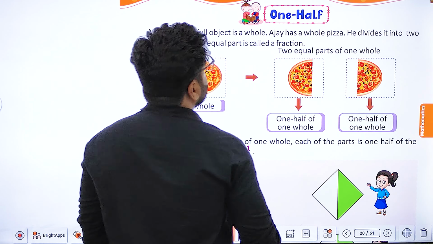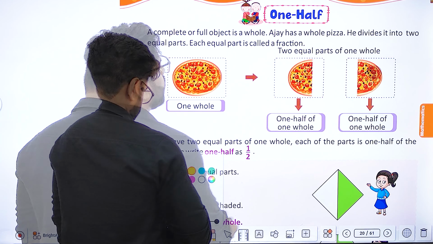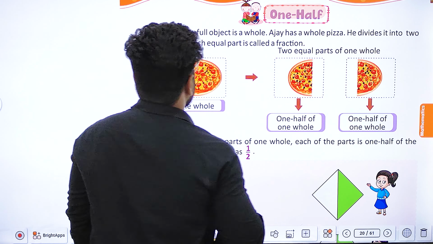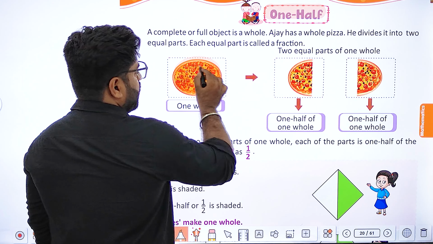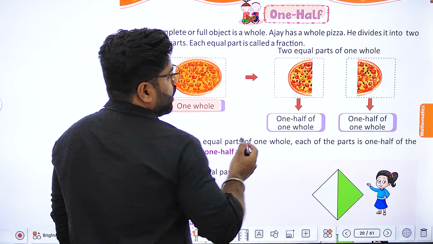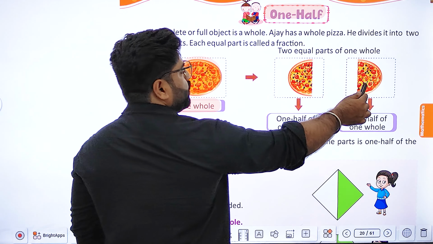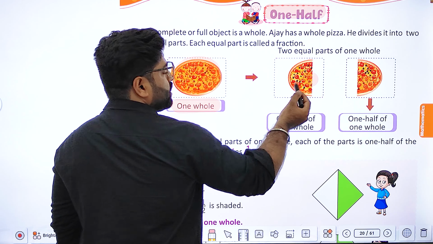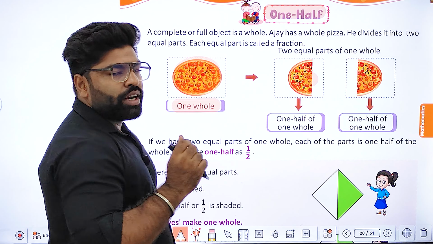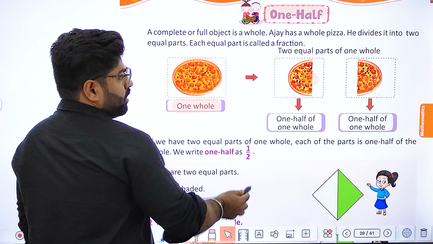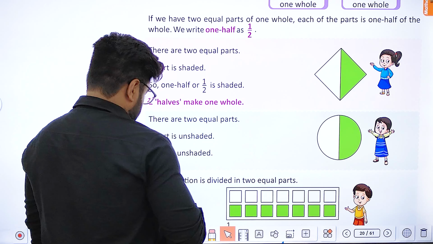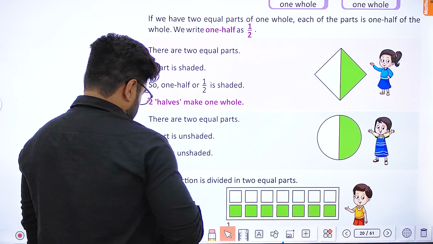Okay, now move to the next part, that is one half. Here we are having a whole pizza, and this full pizza is divided into two equal parts. So this 1/2 part or half part is a fraction part. So when we divide a picture in two equal parts, then we can say that it is one half or 1/2 part.